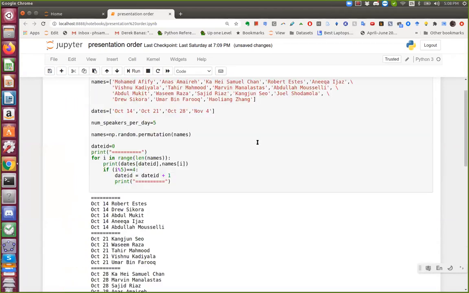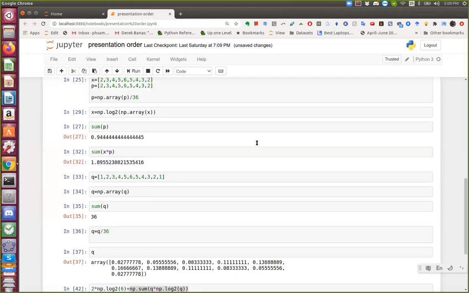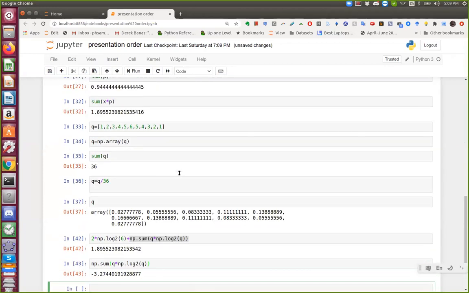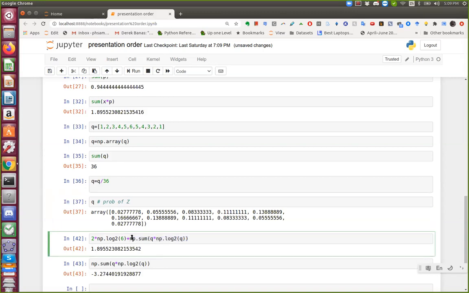Actually, that's one thing, a logistic thing. I promise that we need to get this presentation order as well. But I'll show you some of this calculation I just did earlier. The Q here is the probability of Z basically. Q is the probability of Z here. So you see it's 1 over 36 and then 2 over 36 and so on and so forth. Then I have Q log Q, summed together. That would be the entropy of Z here. I'm missing a minus sign, so minus, minus.